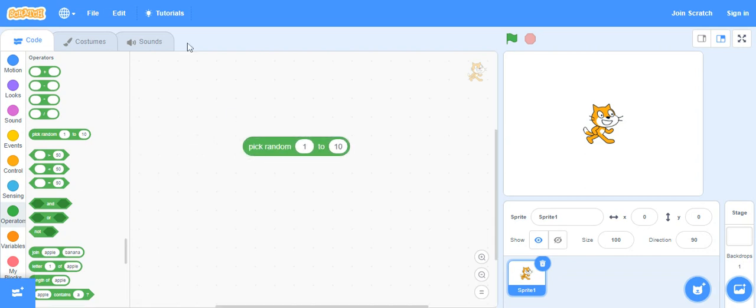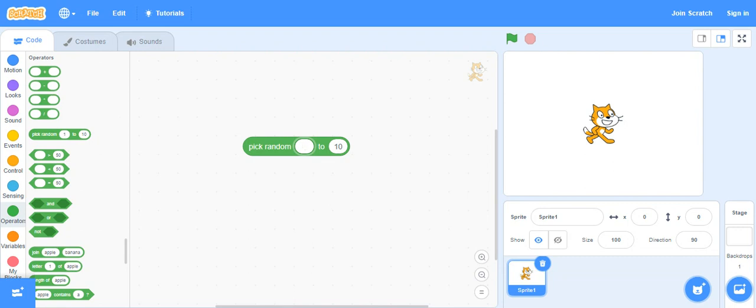This is my fifth block. Pick random 1 to 10. Now what will you do if you have to pick up a random block? You will just pick one of these. Now suppose we have to pick up a random and different number each time.